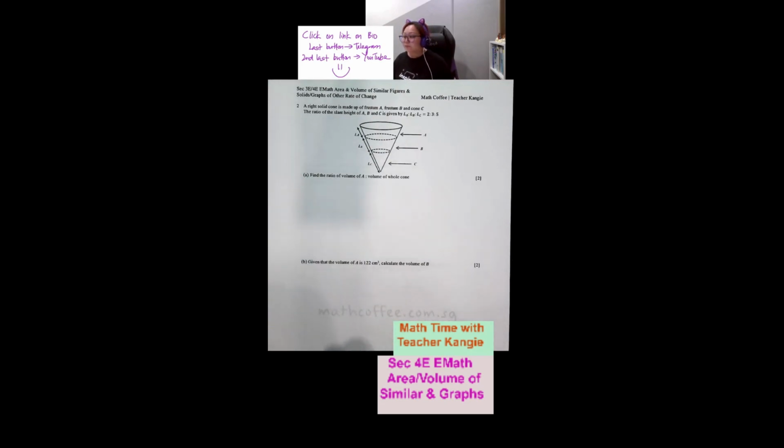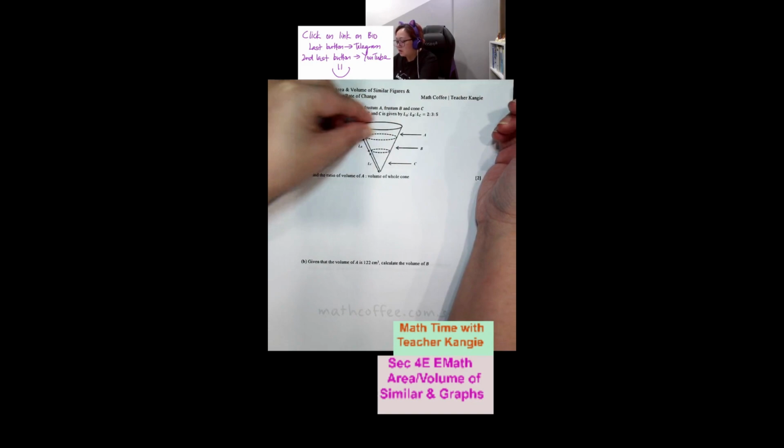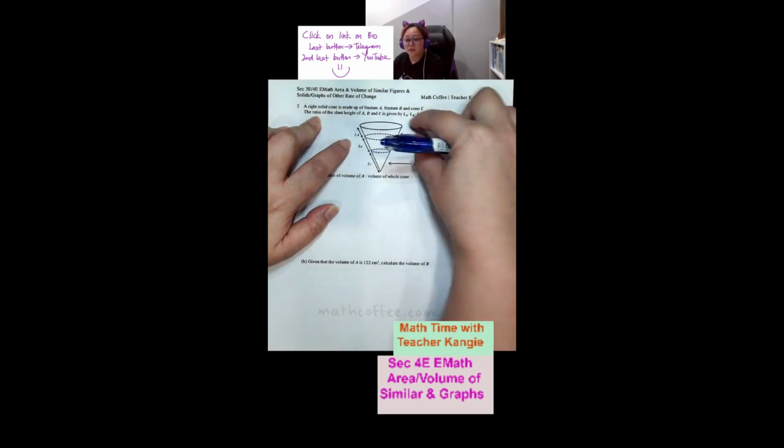Okay, so now let's take a look at this question. A right solid cone is made up of frustum A, B, and cone C. What is frustum? Frustum is just a portion. So you need to know the A is actually just this part. The frustum B is the middle part. Cone C, this part here, is a cone. That's why they call it a cone.